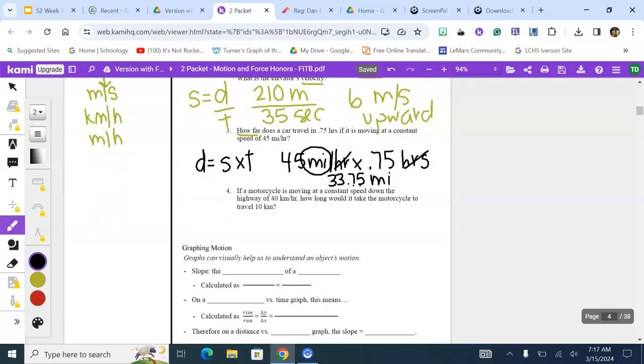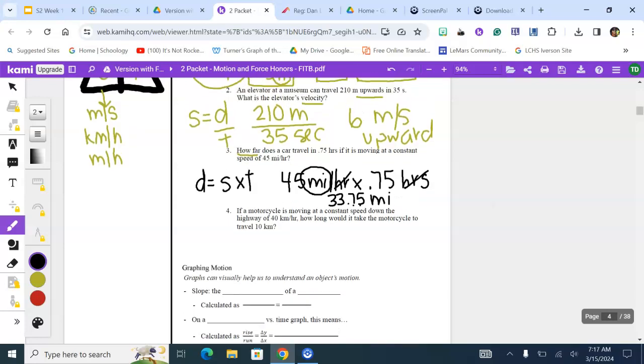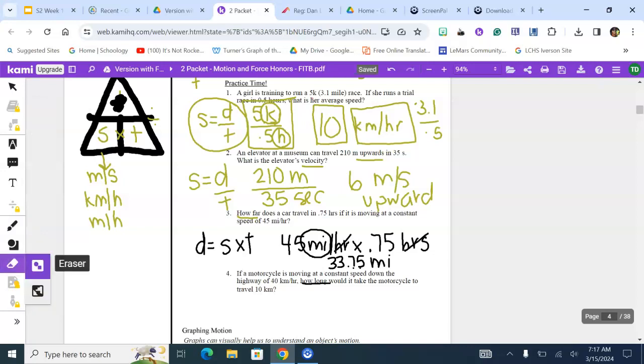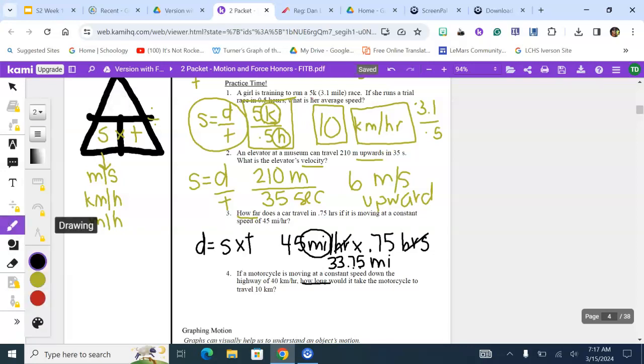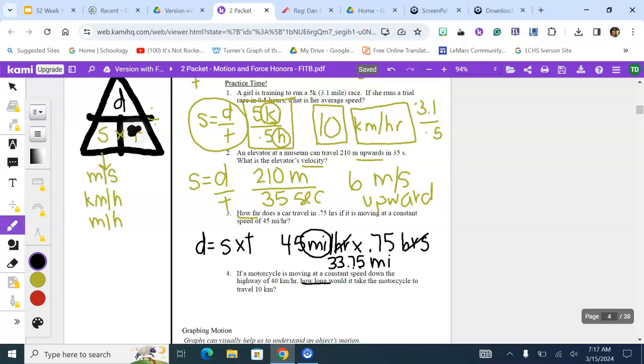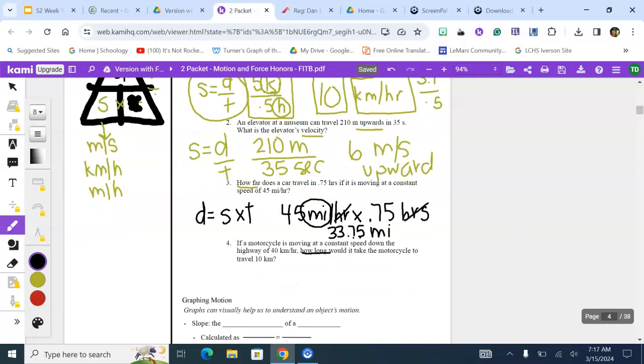All right, if a motorcycle is moving at a constant speed down the highway of 40 kilometers per hour, how long would it take the motorcycle to travel 10 kilometers? Well, how long, they're asking me for time. So now I go back to my triangle, and if I cover up the time, what am I left with? Distance divided by speed. So time equals distance divided by speed.